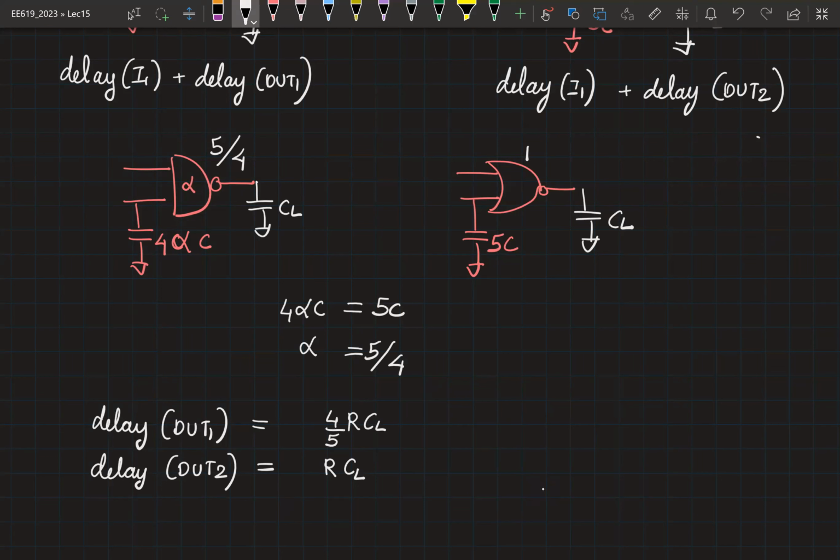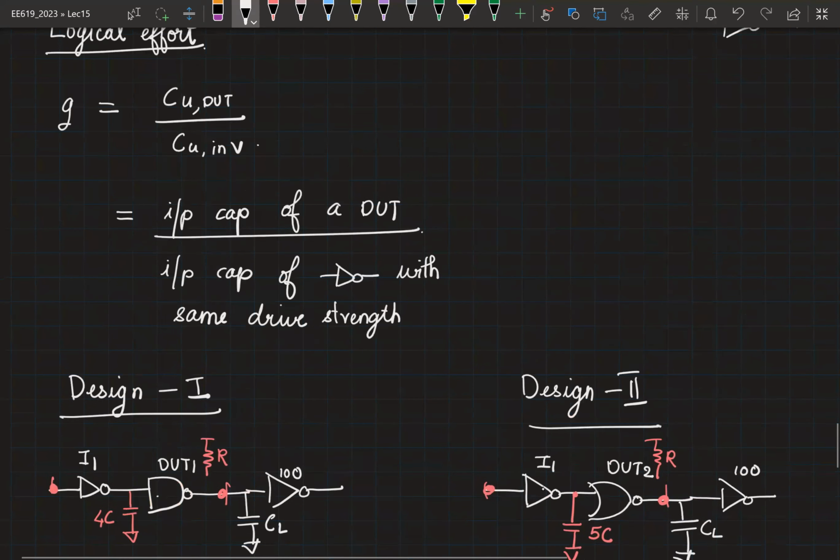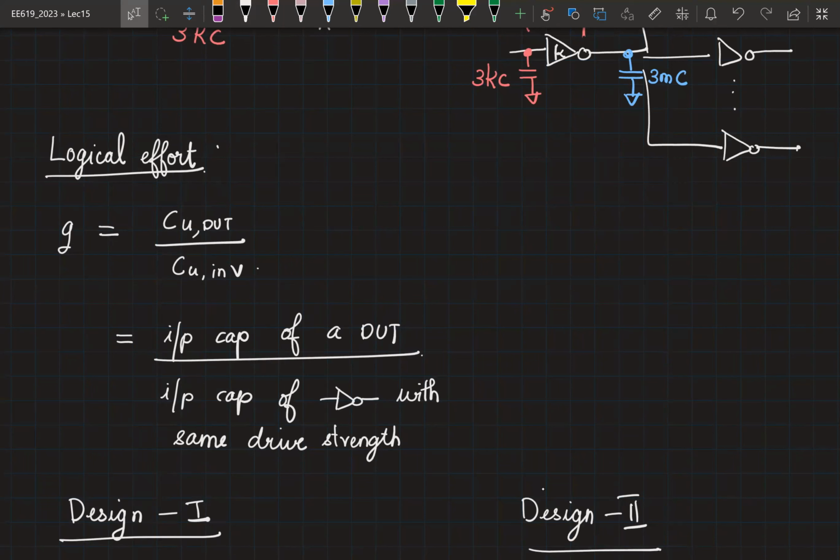So now if I take two different gates, a NAND2 and a NOR2, and I made sure their input capacitances are identical, then NAND has a better drive strength. It has a smaller delay. So now there is this trade-off involved between the input capacitance that you are offering versus the drive strength that you are getting. And this trade-off is actually captured in this logical effort.